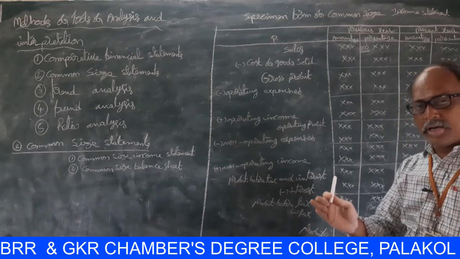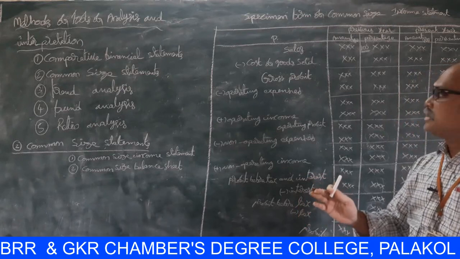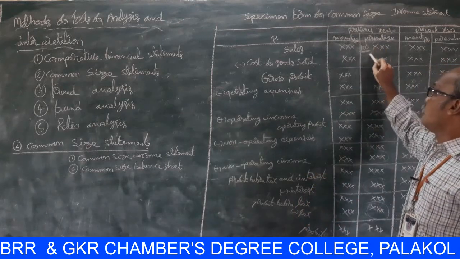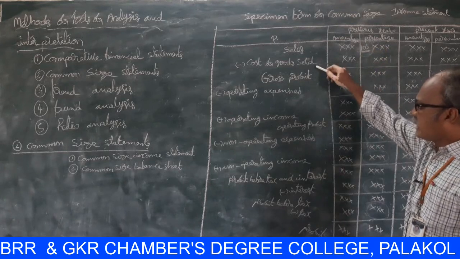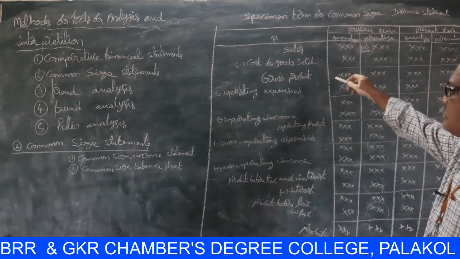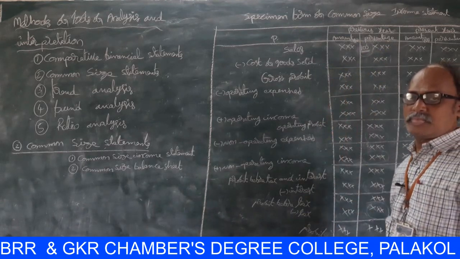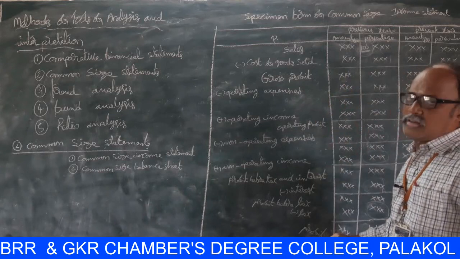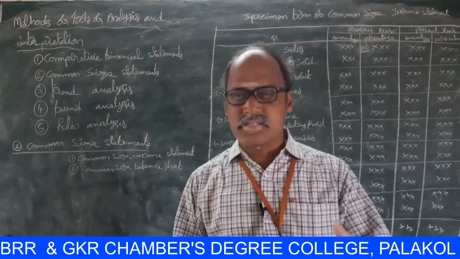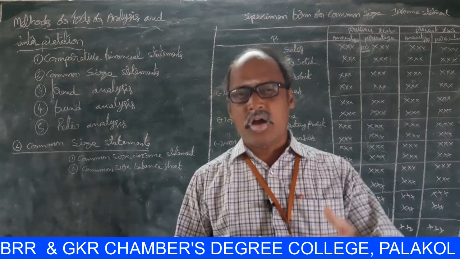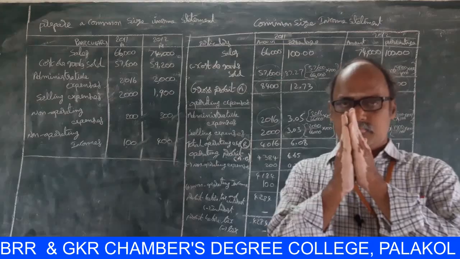The main important thing in the common size income statement is that the sales figure is assumed as 100 and all the other items are shown as percentage of sales. This is the main thing. Let us see how we prepare a common size income statement with a simple exercise problem.